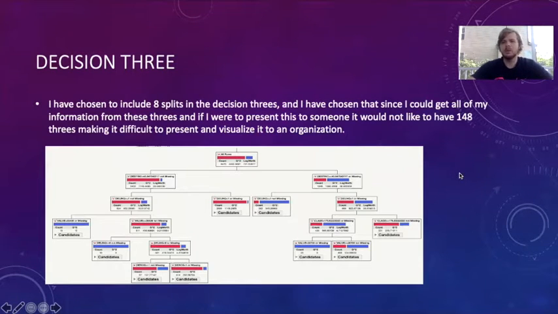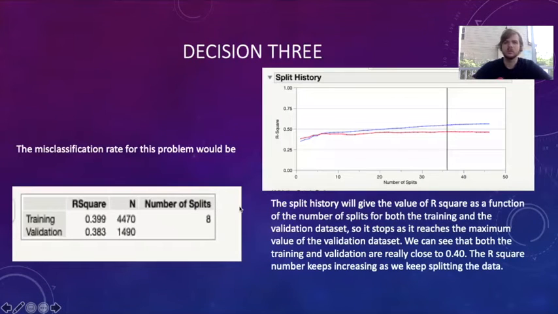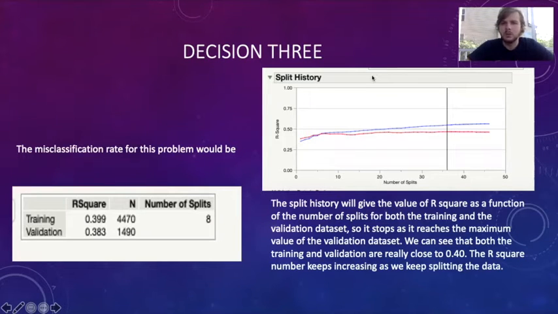The first model that we are going to be talking about is a decision tree. I have chosen to include only 8 splits in this decision tree since it's much better to visualize. If I were to present this to someone, I wouldn't like to have like 148 splits, making it difficult to present and to visualize. So we are going to be talking about a decision tree.